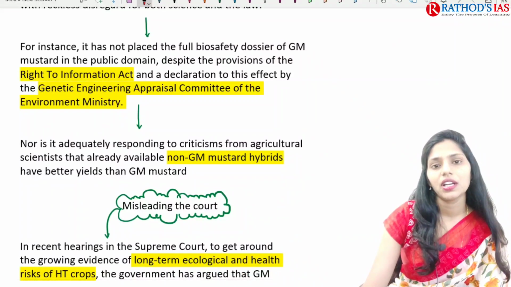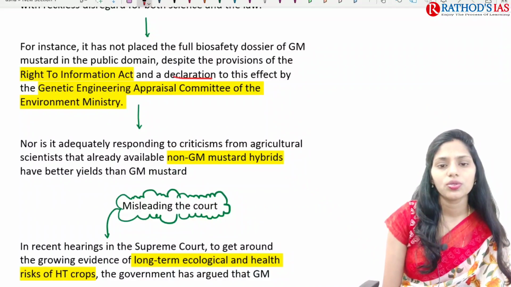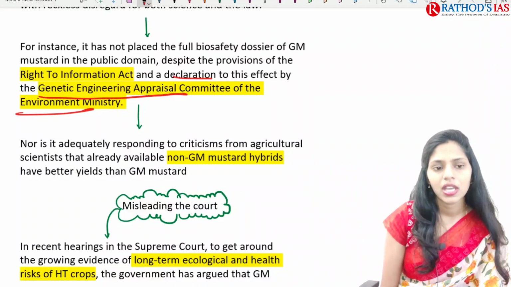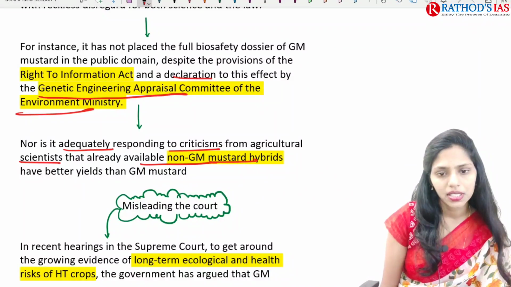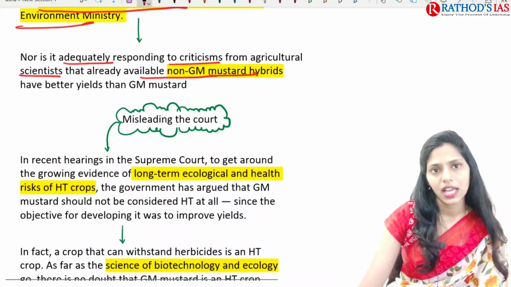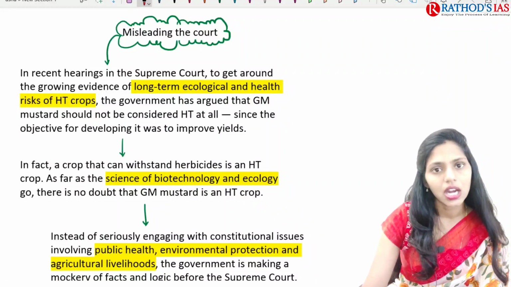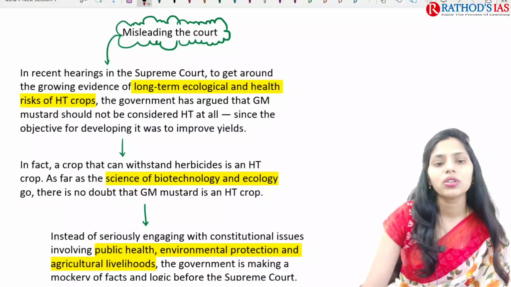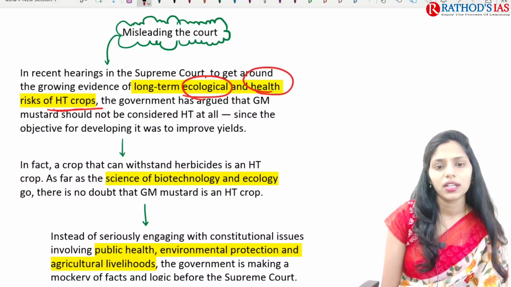Even the biosafety data regarding this GM mustard is not released in the public domain, despite the Right to Information Act and the declaration to this effect by the Genetic Engineering Appraisal Committee of the Environment Ministry. It is not adequately responding to the criticism from agricultural scientists that already available non-GM mustard hybrids have better yields than the GM mustard. On misleading the court, the recent hearings in our Supreme Court get around the growing evidence of long-term ecological and health risk of herbicide tolerant crops.